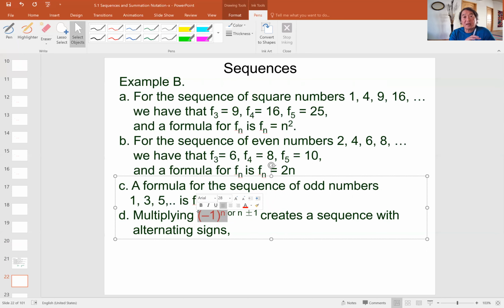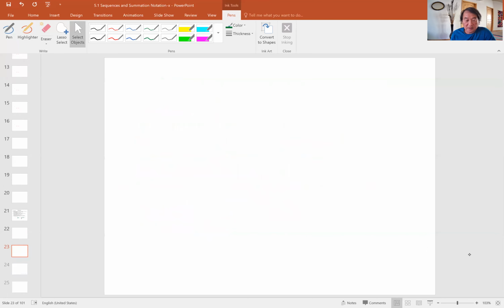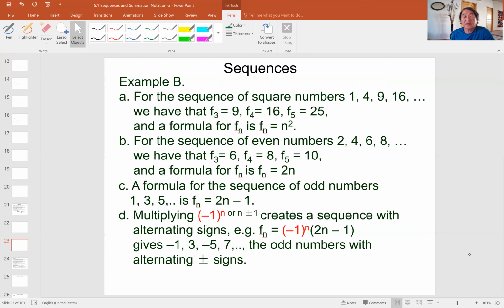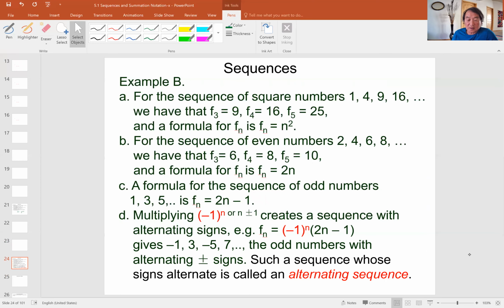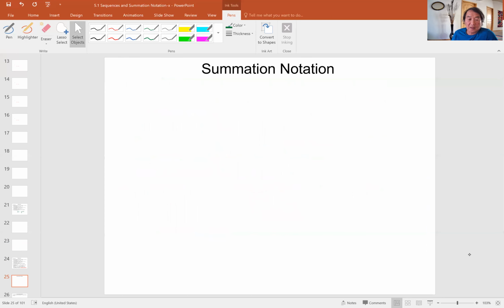To make these signs flip-flop, okay, so (-1) to the n power times the formula, you will get the signs swapping, alternating signs, as you go down the sequence. We call these alternating sequences.